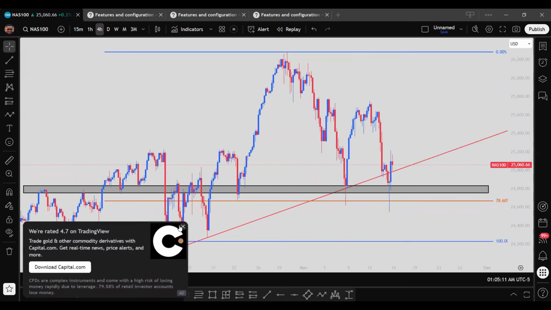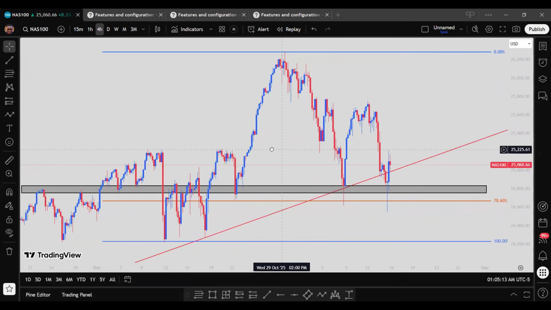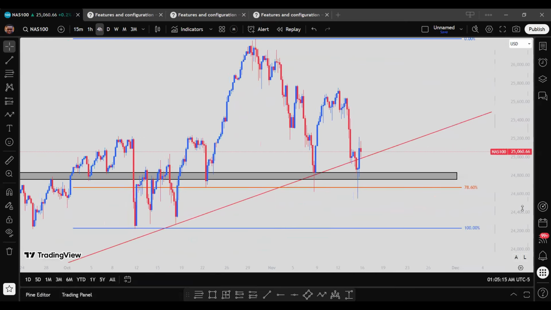So when the markets open, I'll be sending out the signal on how I'm going to get into the trade. I'll be sending it out to my Telegram channel.